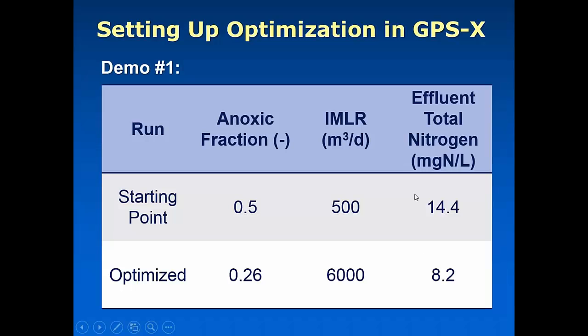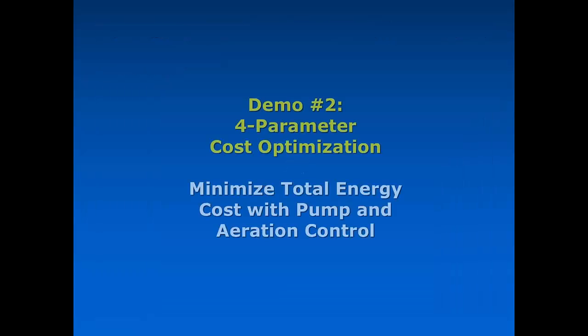And we started out, as I said, at 14.4, and it made the changes from these initial values that we gave it to these initial values here and got us down to 8.2. Now, it's not taking anything else into account at this point. It's only solely focused on reducing one parameter to the lowest value that it possibly can. All right, so now let's try and look at something a little more challenging.